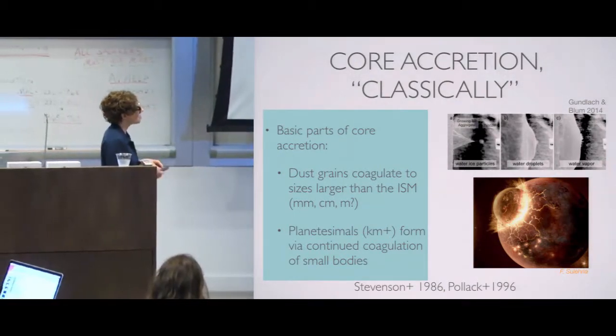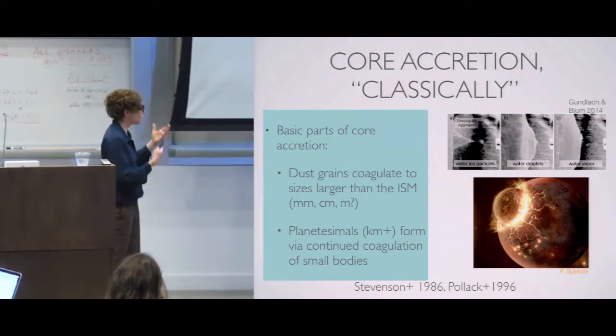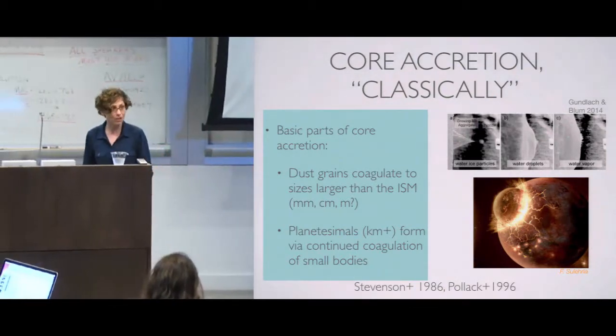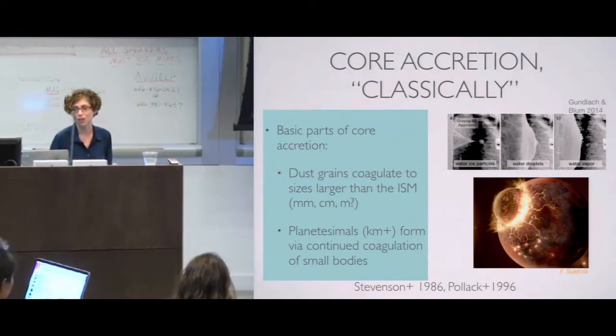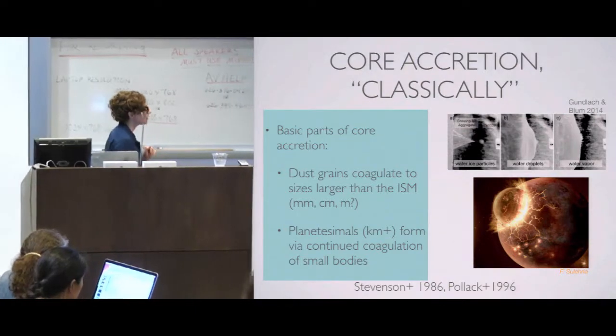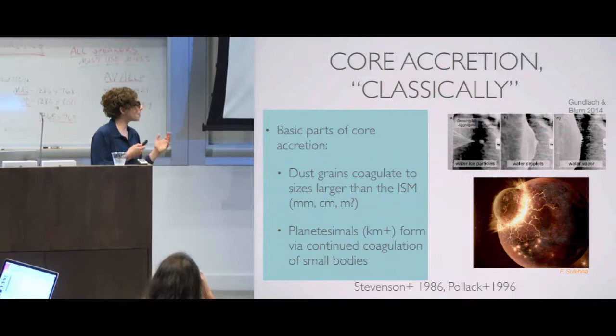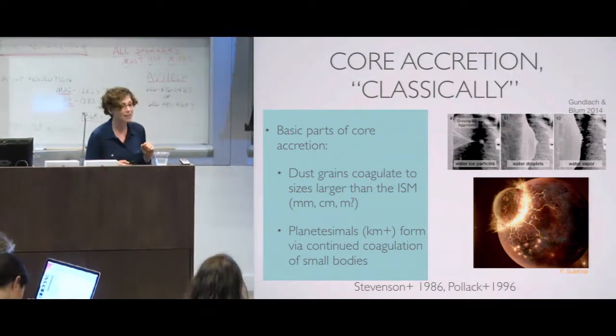Now, I haven't given you a theory for exactly how this works. And again, in the classic model, this is really just a series of collisions, and it's often just called coagulation. And again, I'll talk more about why this is a big problem. But let's just say, in the classic model, we somehow get these things that are planetesimals, things that are kilometers to a few kilometers in size.